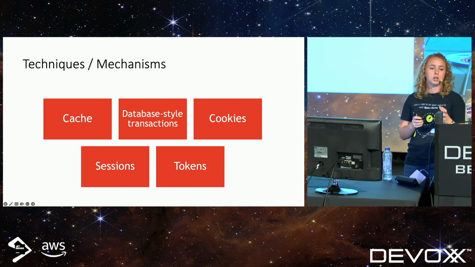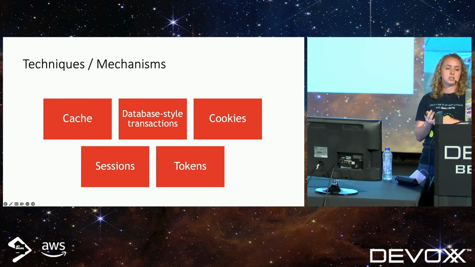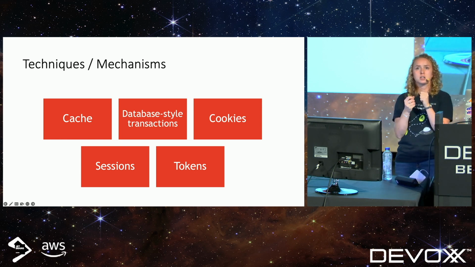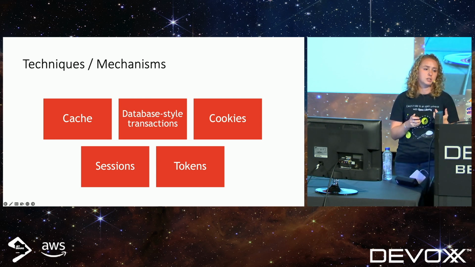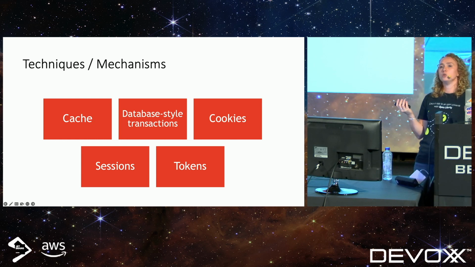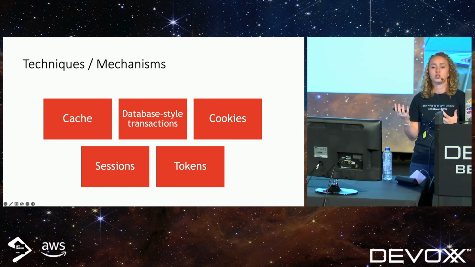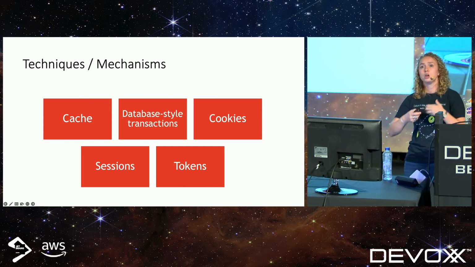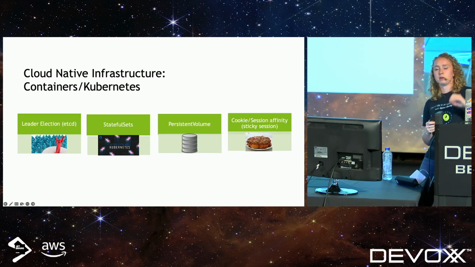We can still use cookies. For example, Kubernetes uses this idea of sticky cookies, so utilizing it in more of the cloud-native infrastructure as opposed to client-side cookies themselves. And we can still use things like sessions and tokens. For example, in the MicroProfile specification, they do have JWT as one of the APIs that you can use within your application. So that's the techniques and methodologies.